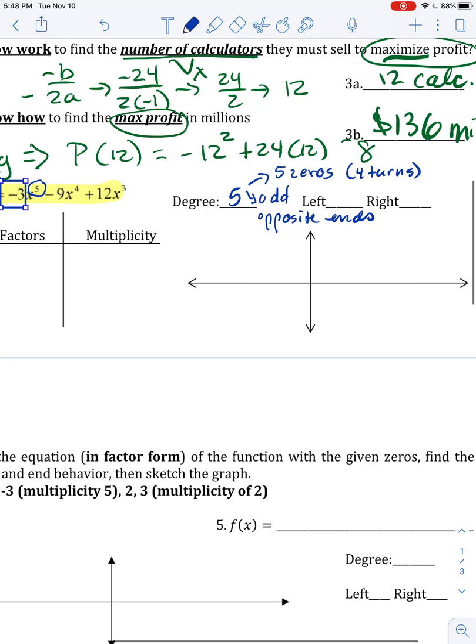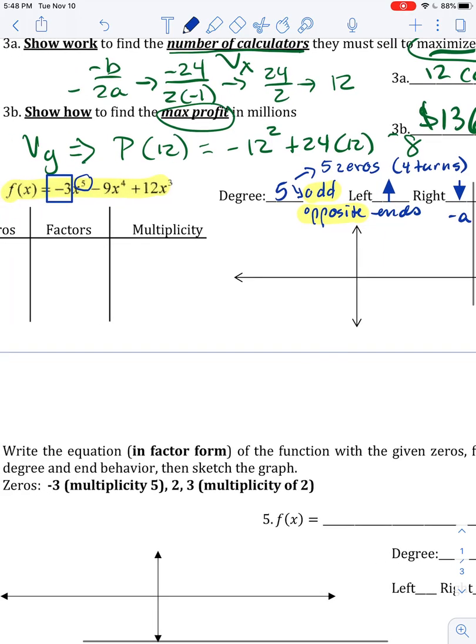By looking at this number, my A value is negative. With a negative A, that tells me the right end is going to go down. And because these are opposites, since it was an odd degree, I know that the left end has to do the opposite thing, so it's going to go up.